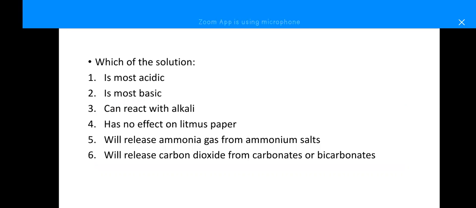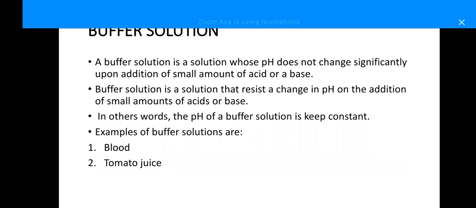Okay, so this is just to jog your memory on the properties of an acid, the pH, and the properties of a base, likewise what we did in salt. Okay, now a buffer solution.